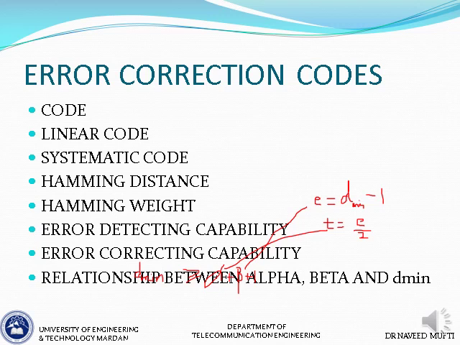For example, if dmin is 7 and we want to perform simultaneous detection and correction, then we have a choice. We can either have the value of beta as 3 and alpha as 3, or beta as 4 and alpha as 2, or beta as 5 and alpha as 1, or beta as 6 and alpha as 0. So we can take all of these combinations. But we have to remember that beta will always be greater than or equal to alpha. So alpha cannot be greater than beta. That's what you need to remember. So that is how they are interrelated.